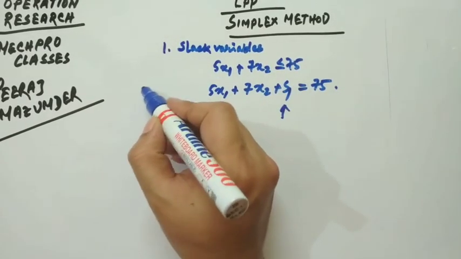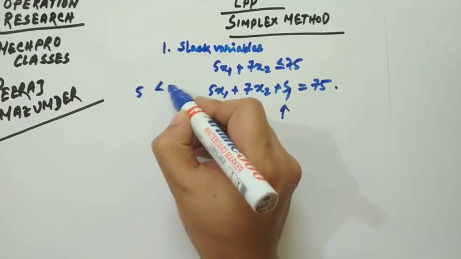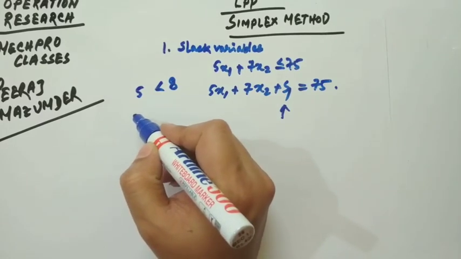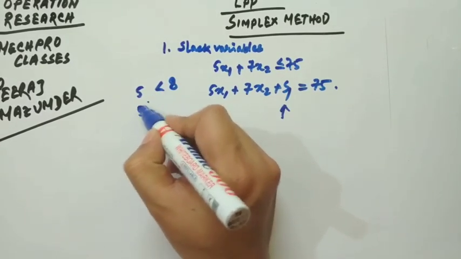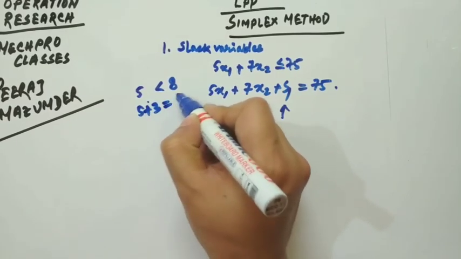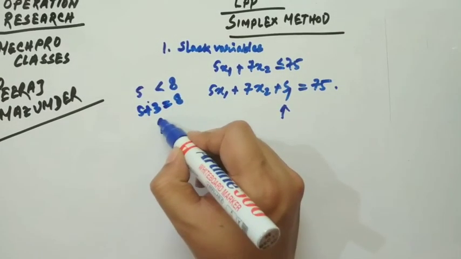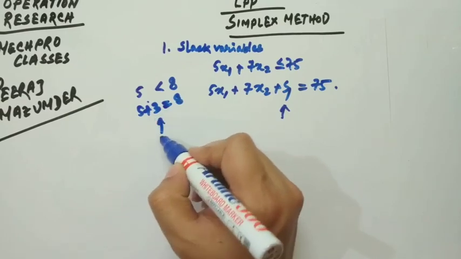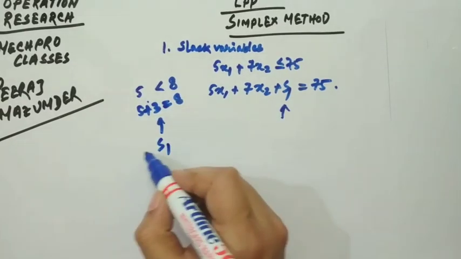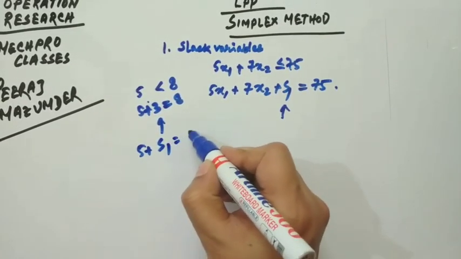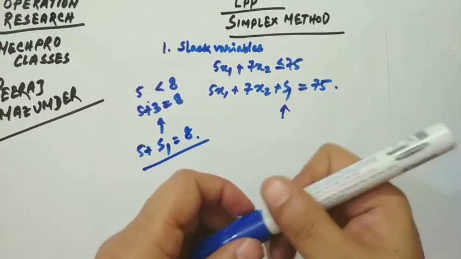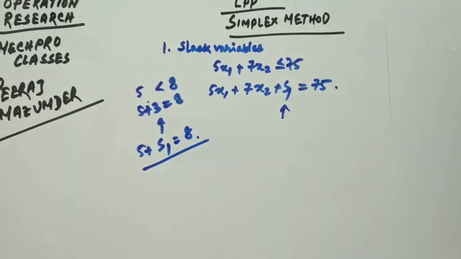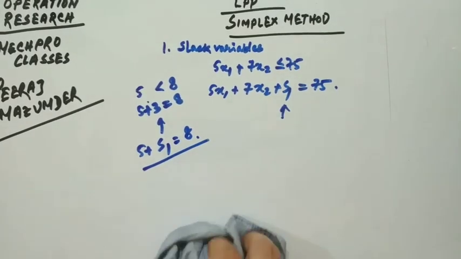Look, say 5 is less than 8. How much is the difference? If we add 3, then it becomes equal to 8. So you can call this difference s1, and we can write 5 plus s1 equal to 8. So this s1 is the slack variable in this case. So now you have the concept of a slack variable.